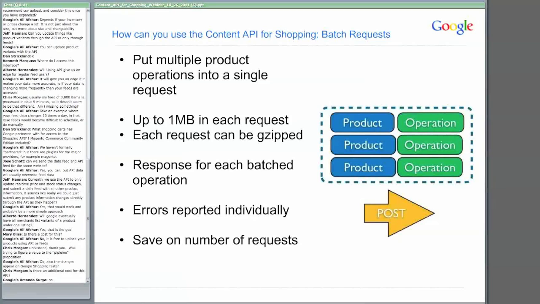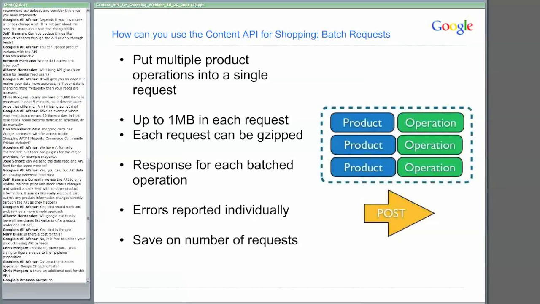So notice this image on the side, you're bundling up products and operations in one post request. That's the great thing. You can put multiple products and multiple operations into a single request. So if you want to, at the same time, delete some items and update other items, you can do it. If you want to, at the same time, insert a new item while changing the price on another, you can do it with a batch operation.